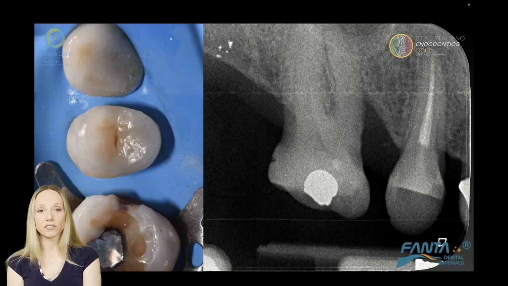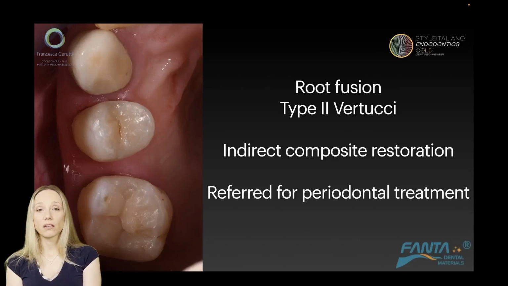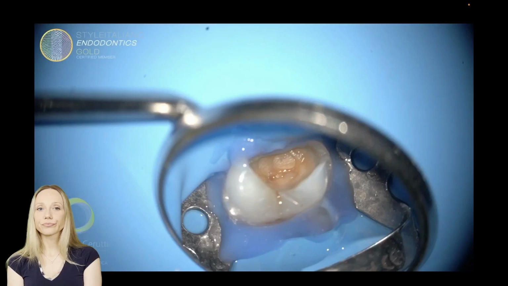This is a composite only. And then, since the first molar had a not perfect restoration, I also did a direct restoration on the first molar. And then I refer the patient for periodontal treatment, because you saw there was a periodontal pocket. So she needs other treatment, not only the endo.